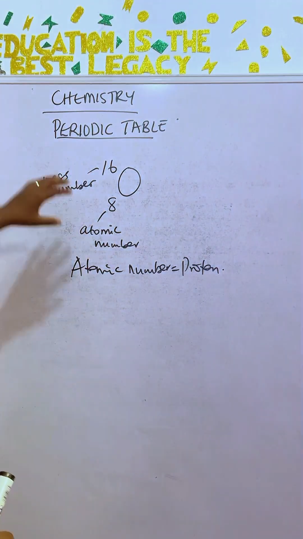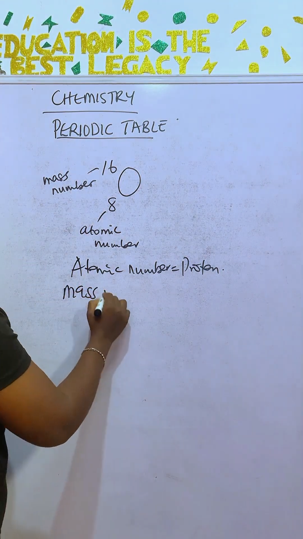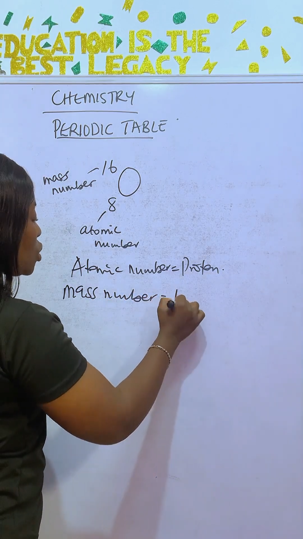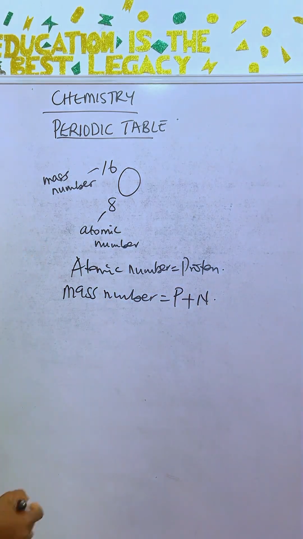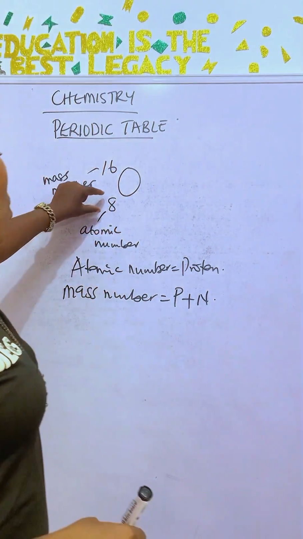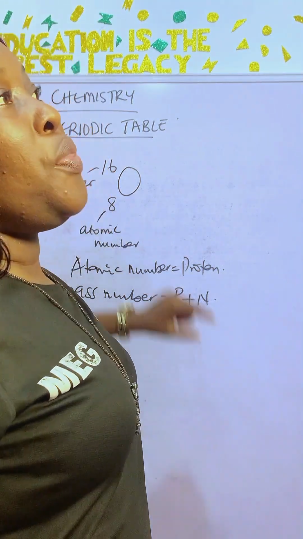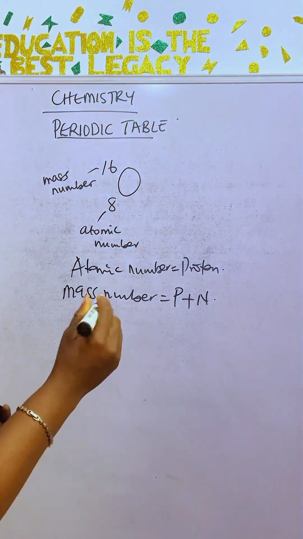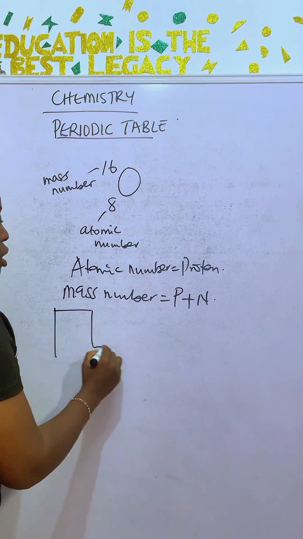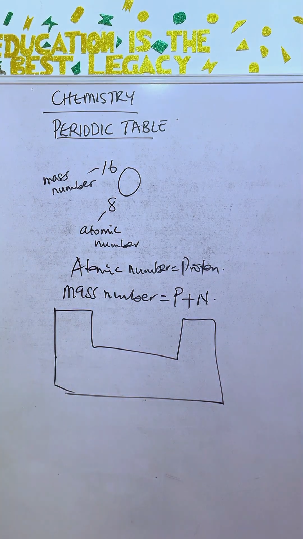Is it okay? And the mass number, we know very well, is equal to the number of protons and neutrons. So that is that. The elements are arranged in the periodic table according to their atomic number. Now, this is how the periodic table is. We can use a little sketch to draw the periodic table.